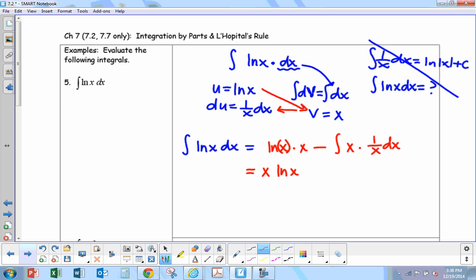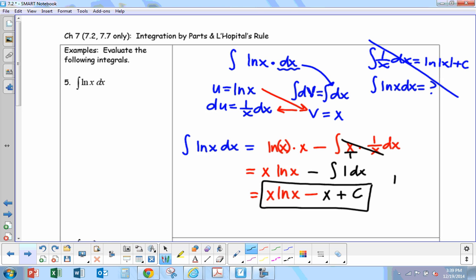uv minus the integral of v du. Okay, if I clean that up, the x's here cancel because this is x over 1 times 1 over x. So I'm really integrating 1 dx. We can do that. So I end up getting x natural log of x minus the integral of 1, which is just x. The integral of 1 dx is just x. And then you can put your plus c at the end.